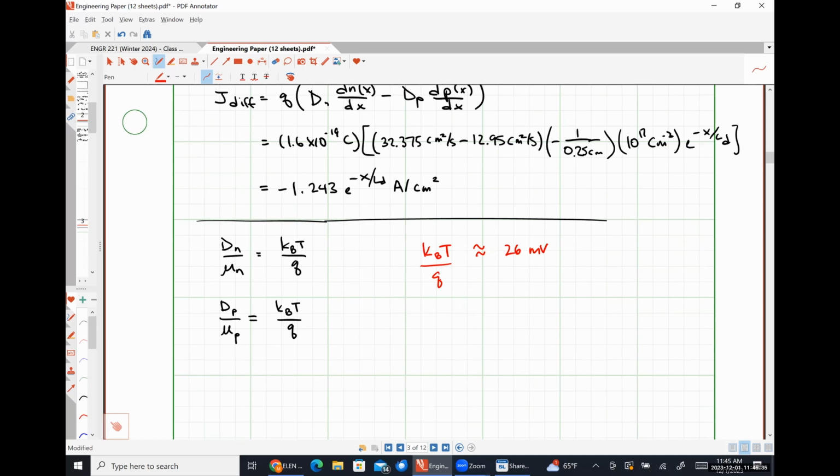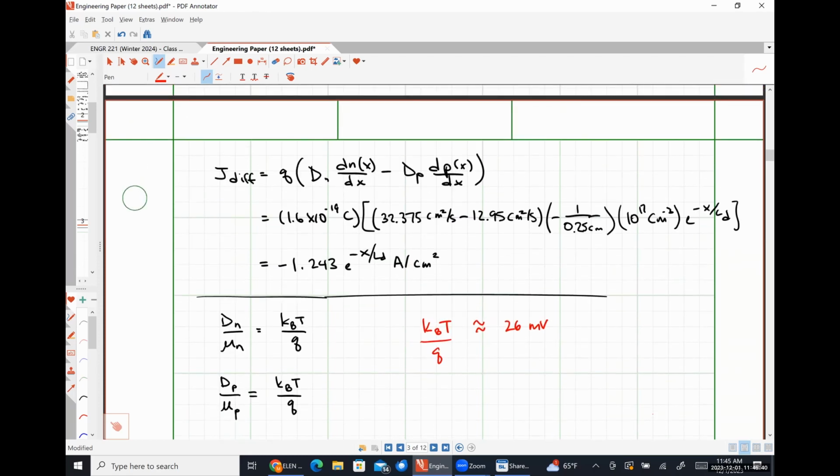Yes, sir. So none of this depends on the cross-sectional area whatsoever. So no. Like the height and the width of the medium in an integrated circuit or something like that, it's not going to affect the drift current or the diffusion current, but it is going to affect how much current the medium can actually handle.